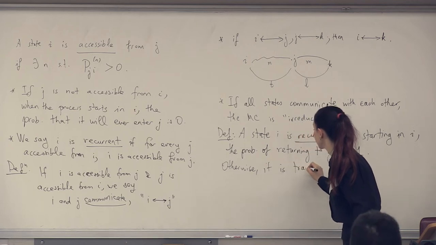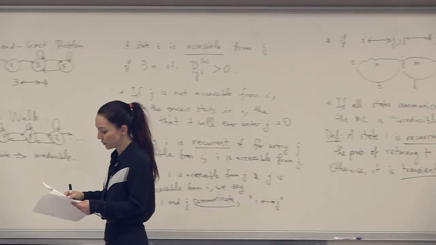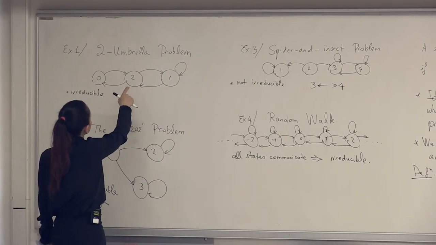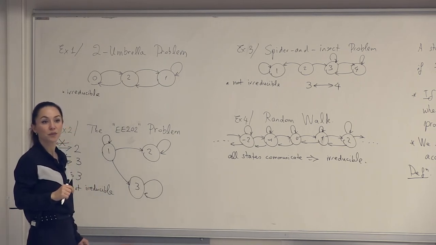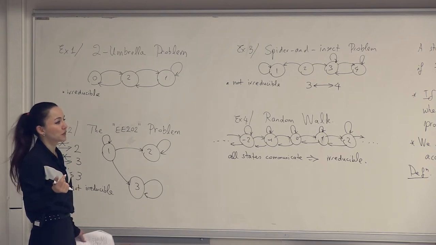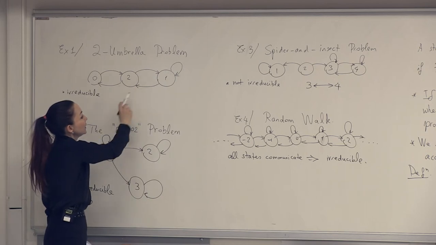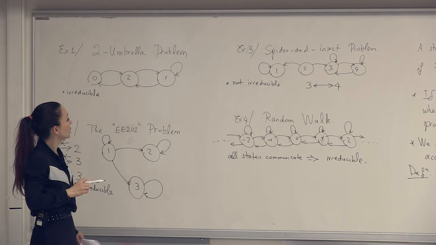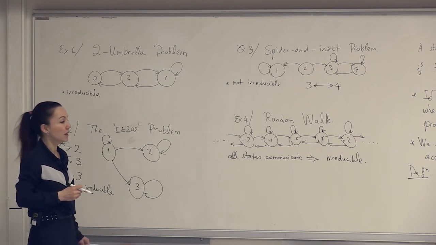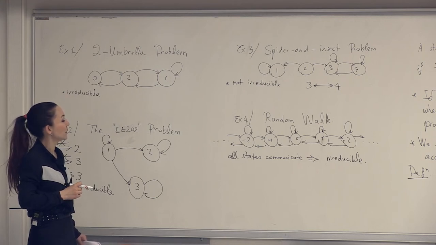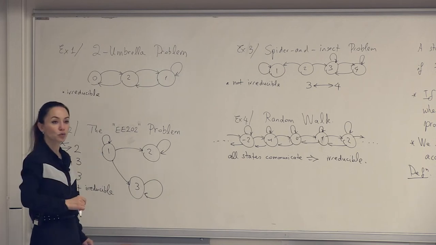it is transient. Now let's take a look at our Markov chains in terms of recurrent and transient. Here, starting in 2, am I guaranteed to return to 2 again in the future with probability 1? Yes. How do I even prove something like this? Starting in 2, there are paths coming back to 2 with positive probability. And the probability of going somewhere that I will be lost forever is 0. So eventually, after enough time, I will come back to 2 with probability 1.